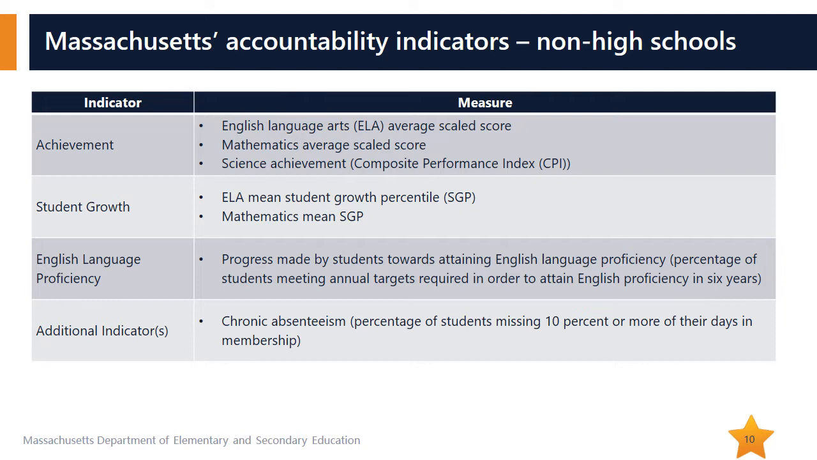The final indicator for non-high schools is chronic absenteeism. Chronic absenteeism is defined as the percentage of students missing 10% or more of their days in membership. In a typical 180-day school year, this would be the percentage of students who miss 18 or more days. The chronic absenteeism rate includes both excused and unexcused absences and will be calculated for students in grades 1 through 12.